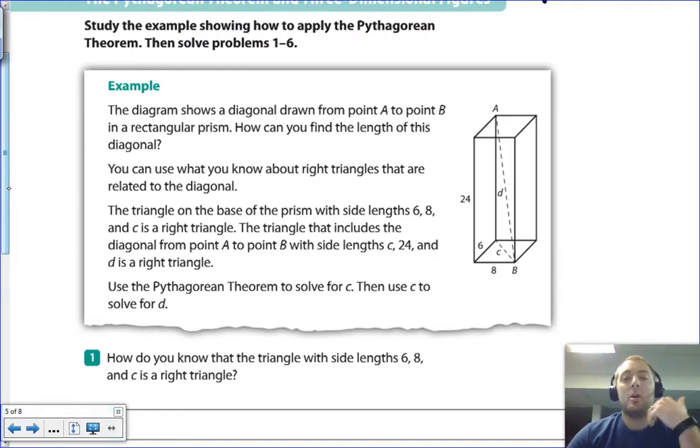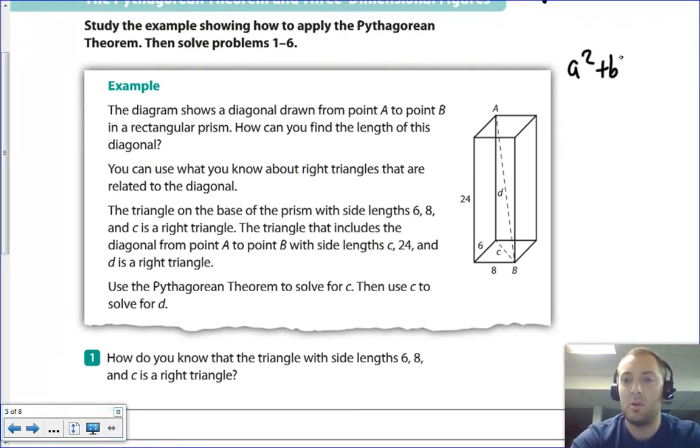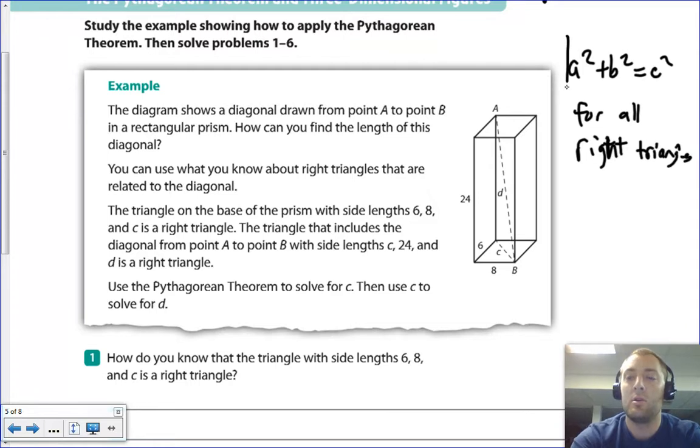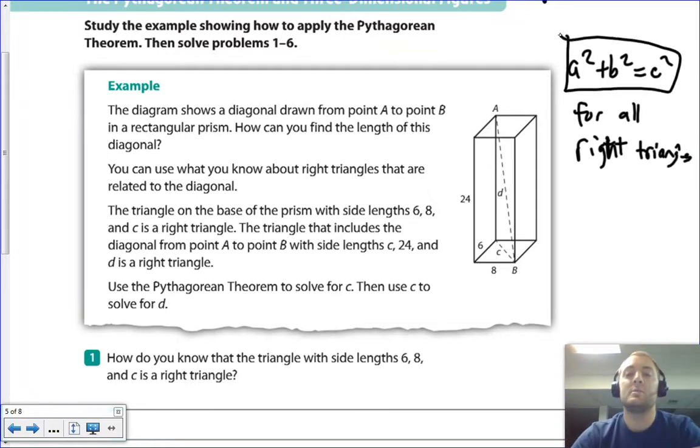But this lesson was all about continuing to apply the Pythagorean theorem, which you can probably tell me by now is a squared plus b squared equals c squared for all right triangles. And remember, a and b are the smaller legs, c is always the hypotenuse, which is the longest side.